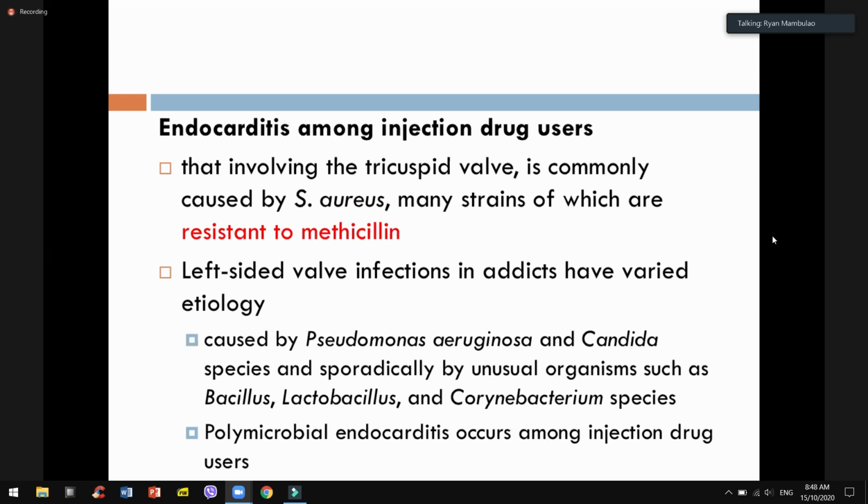But if the patient is an IV drug user, either the tricuspid valve or mitral valve is involved, and that organism is resistant to methicillin. So we have to add vancomycin.